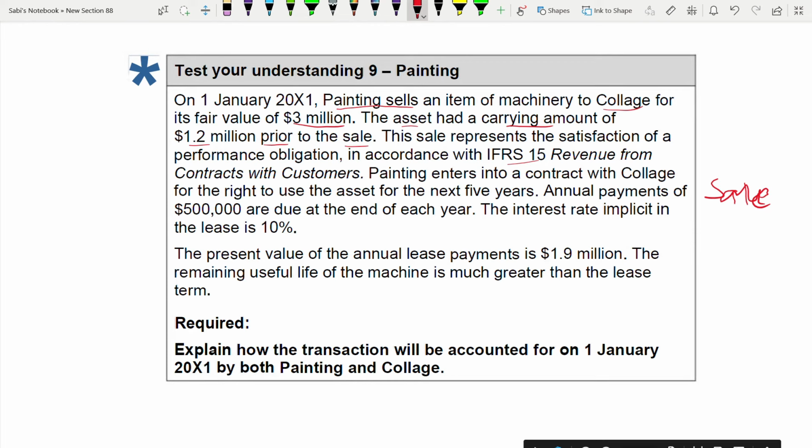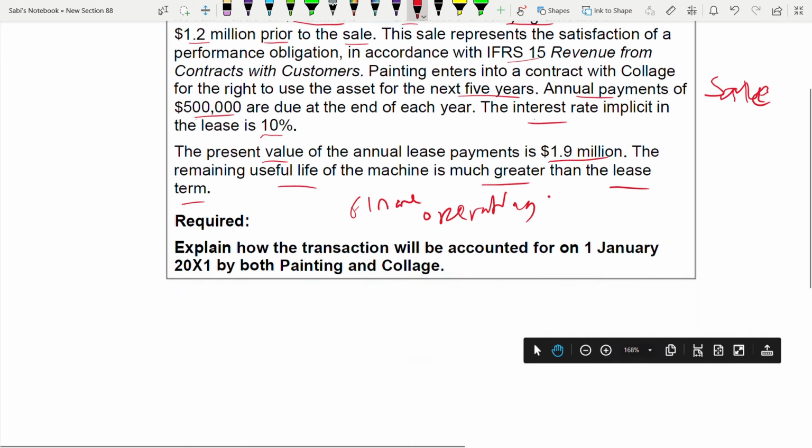Now they have entered into a lease contract for 5 years. Annual payment is 500,000. Interest rate is 10%. Present value is 1.9. But the useful life of the machine is much greater than the lease term. Why have they given the last line? For you to decide whether it's a finance lease or an operating lease. So this is a sale and leaseback, and IFRS 15 is satisfied. So it's a sale. The transfer is a sale. First understand this.